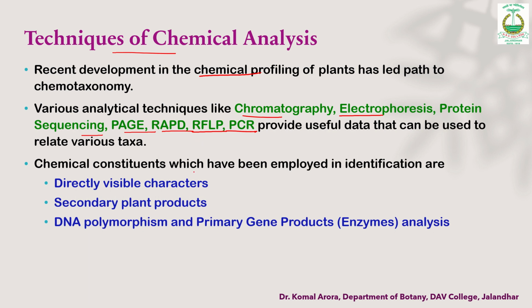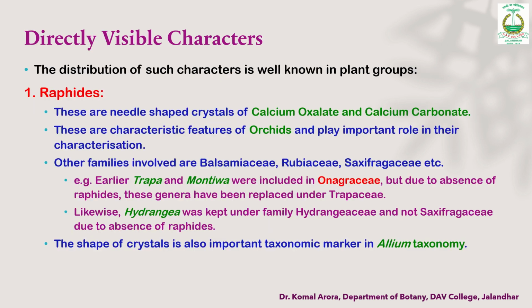Now, chemical constituents which have been employed in identification have been categorized under three headings. One is directly visible characters. You can identify, for example, the presence of raphides, the presence of silica. Second is secondary plant products, which are generally phenolics, terpenes. Third is DNA polymorphism and primary gene products analysis, means you can study the various types or the diversity of enzymes present in the plants.